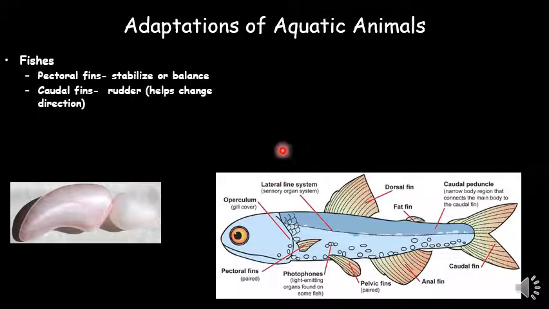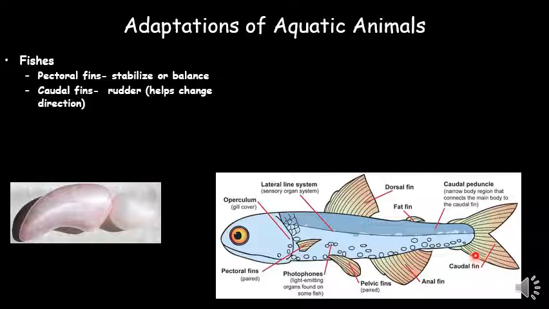So if you take adaptation of aquatic animals, let's talk about the fish. Okay, if you take fish, they have well developed fins for different purposes. Like this pectoral fin. This fin is known as the pectoral fin. This fin helps the animal to stabilize and balance itself while moving. And this is the caudal fin, it acts like a rudder which helps to change the direction.